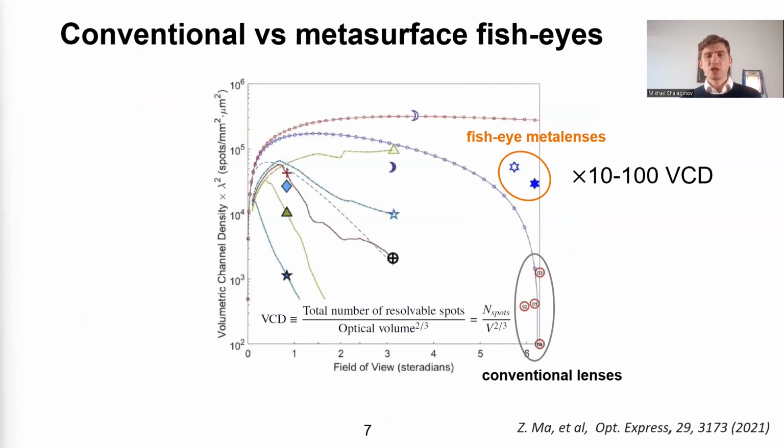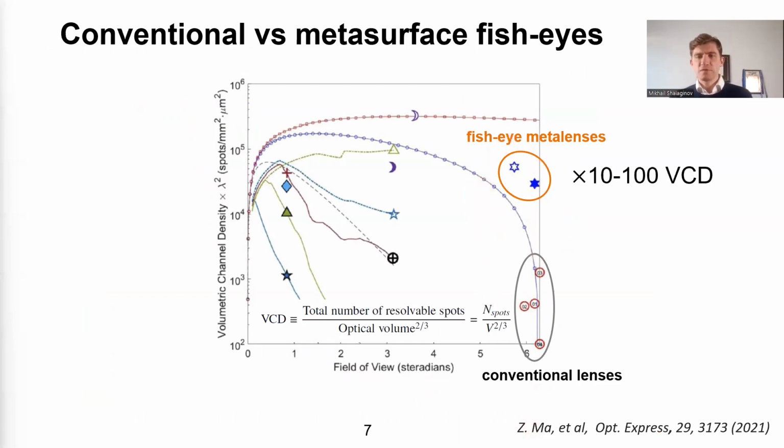The group of Carl Renshaw performed a more rigorous comparison of existing wide-angle lenses. On this graph, the x-axis is the field of view in steradians. The lenses with hemispherical field of view are on the right side.